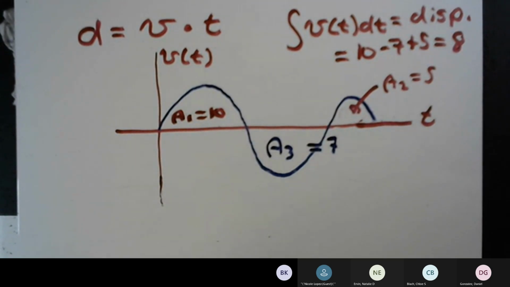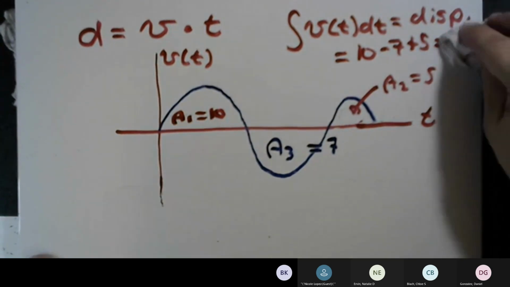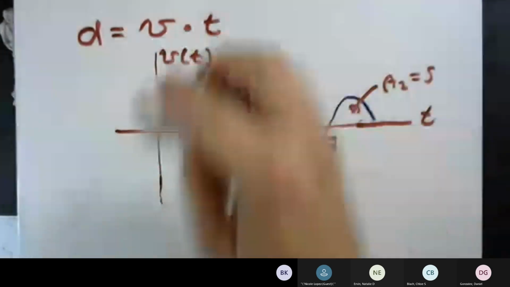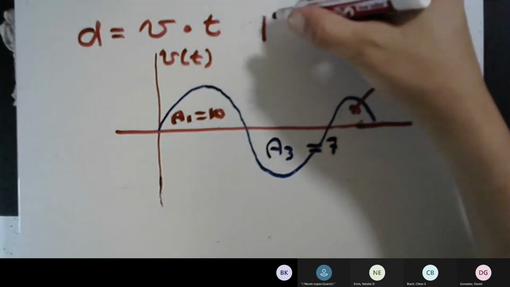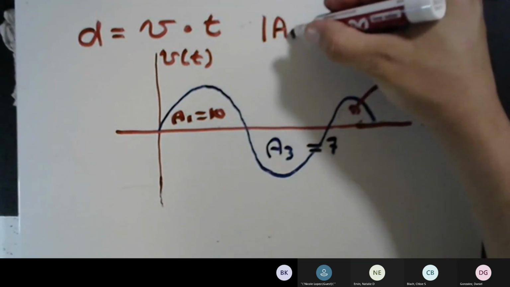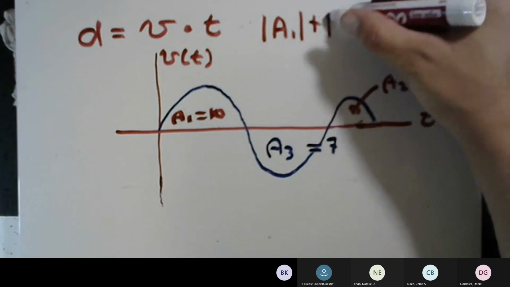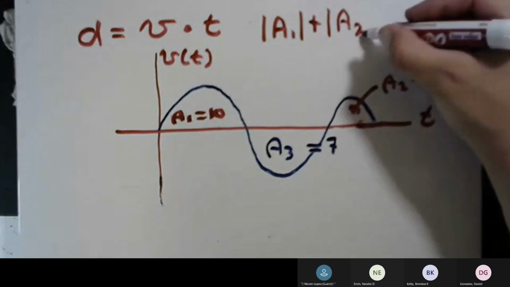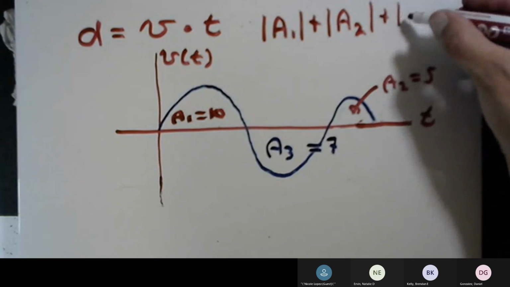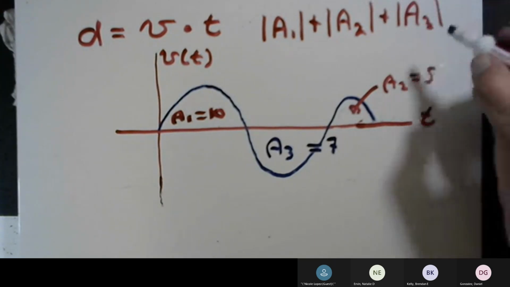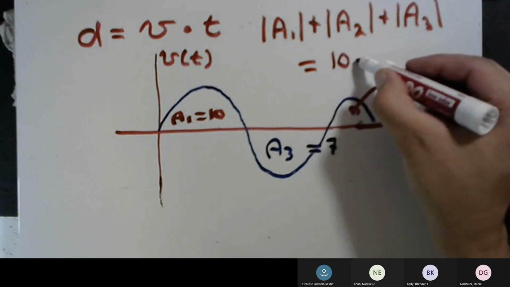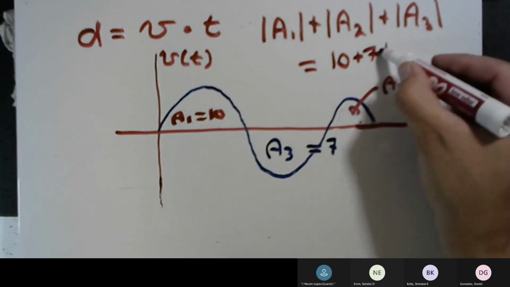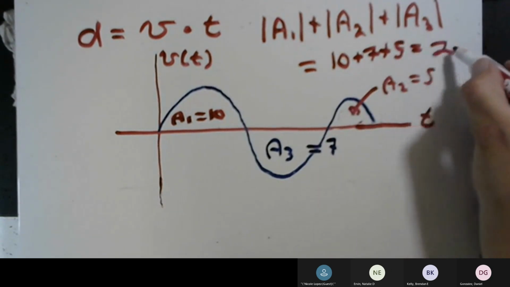But let's talk about something else. If we take the absolute values, displacement is what we get when we just integrate. Total distance traveled is what we get when we take the absolute values. And that's going to come out to 10 plus 7 plus 5, or 22.